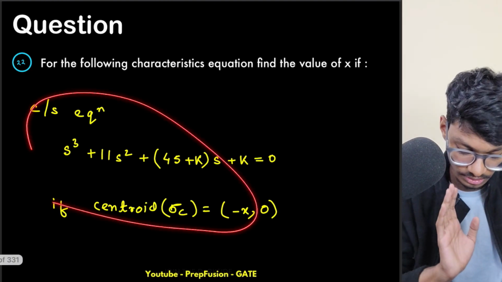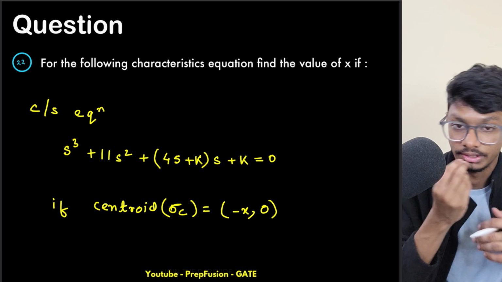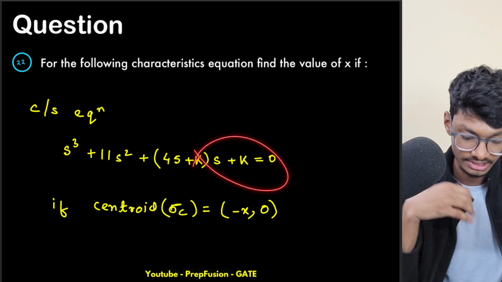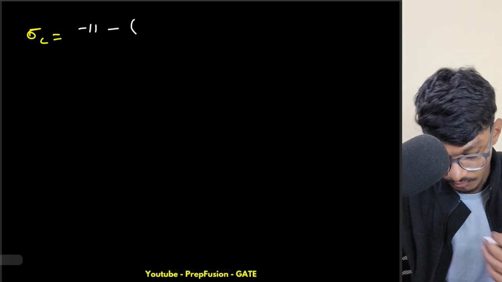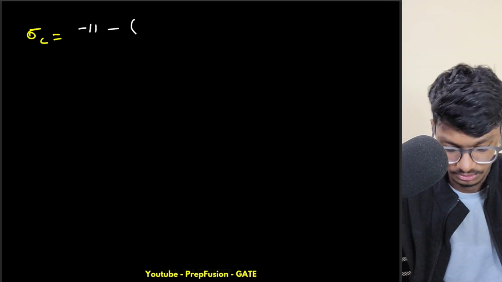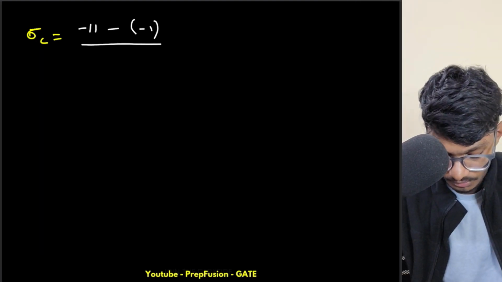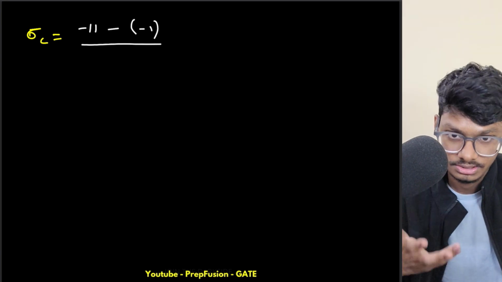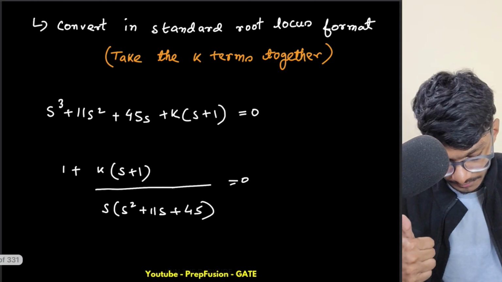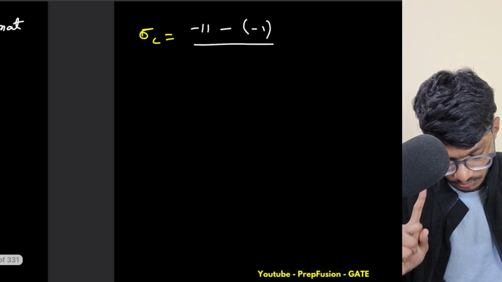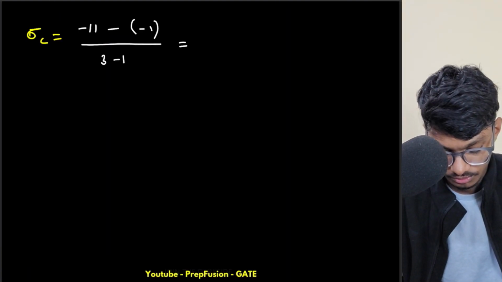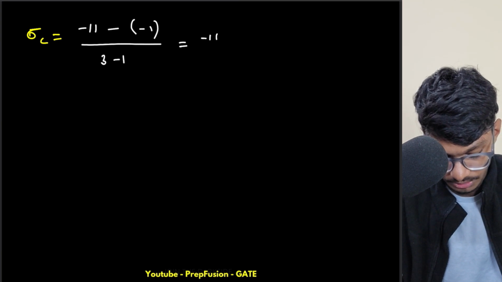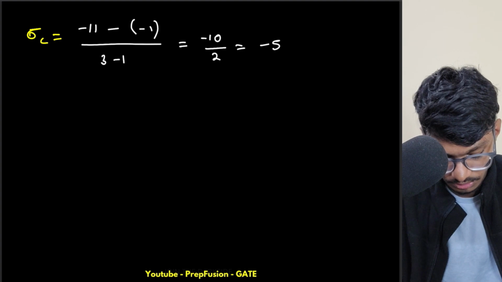If this type of question comes up, they won't tell you how to convert it to the simple format. As k is varying, you have to convert it by yourself. Nothing will be said in the question. This is minus 11 minus (minus 1), divided by p minus z. The number of poles is 3 here, and the number of zeros is 1. So this becomes minus 10 by 2, which is minus 5.